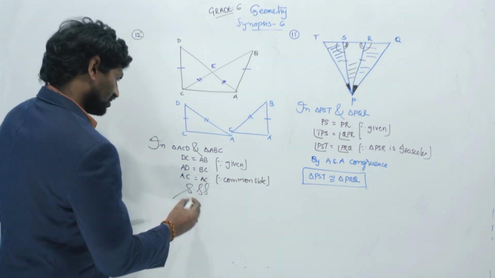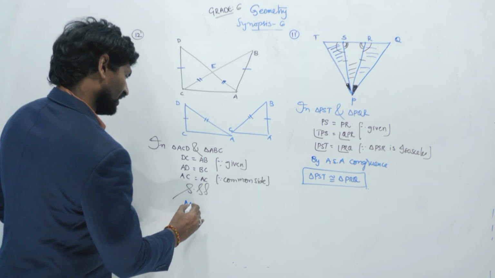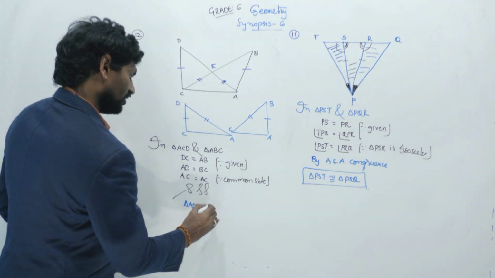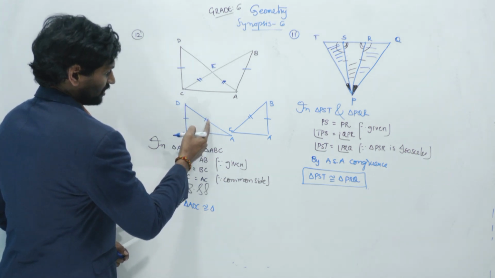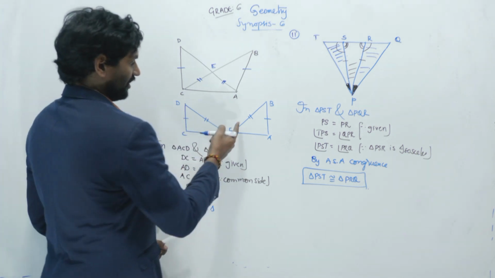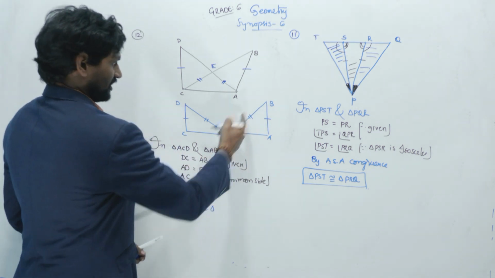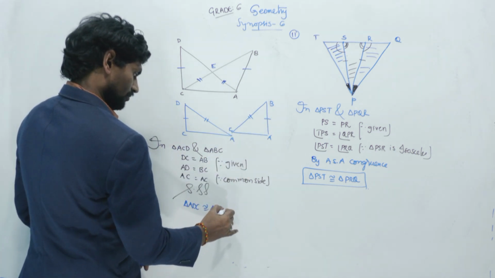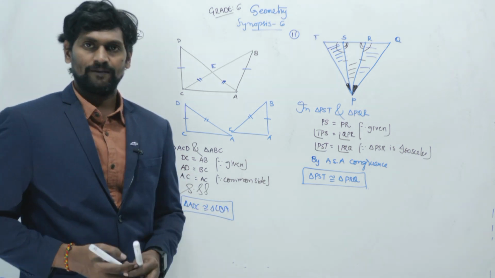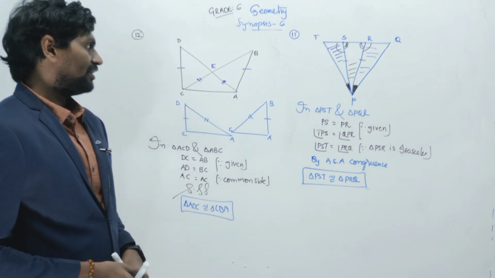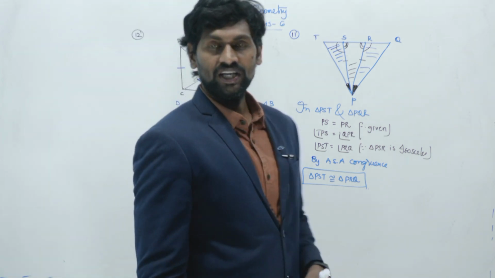From this SSS congruence rule, we can write that triangle ADC is congruent to triangle CBA, with two marks on this side and one mark on that. This is our required answer. Please look into it. So we'll go to the next problem.